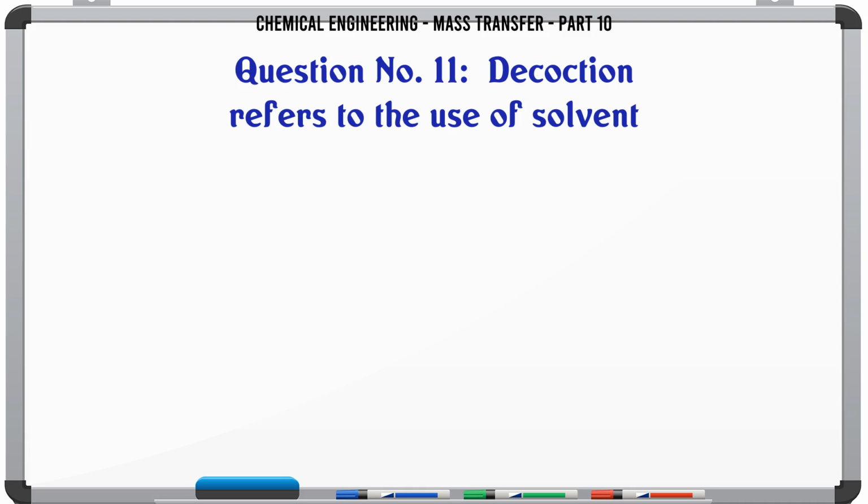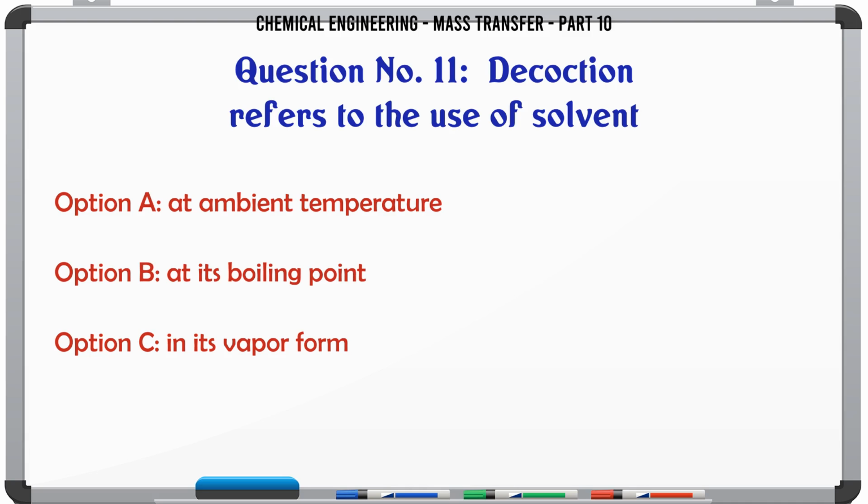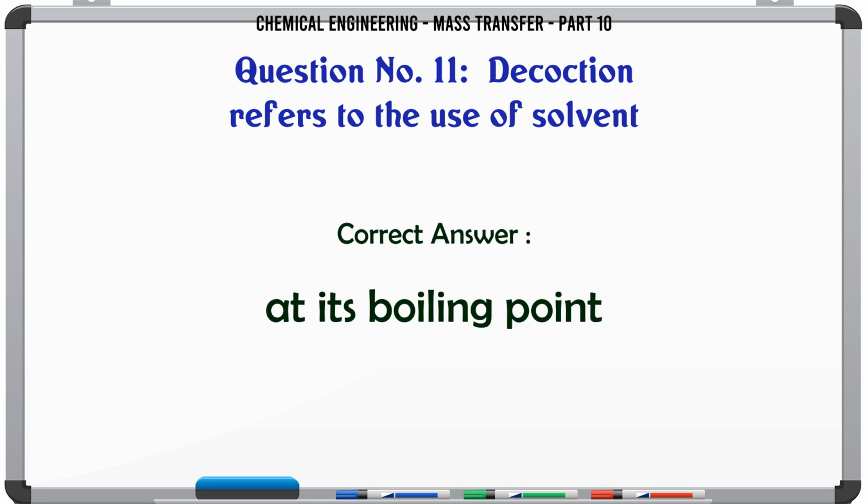Decoction refers to the use of solvent A. at ambient temperature, B. at its boiling point, C. in its vapor form, D. none of these. The correct answer is at its boiling point.